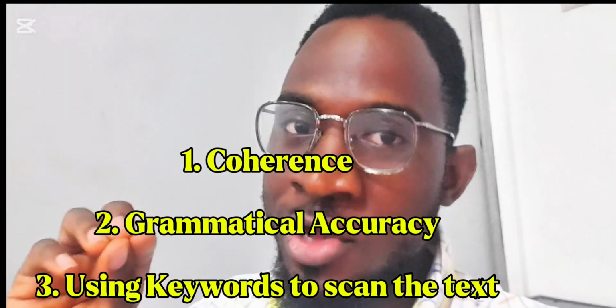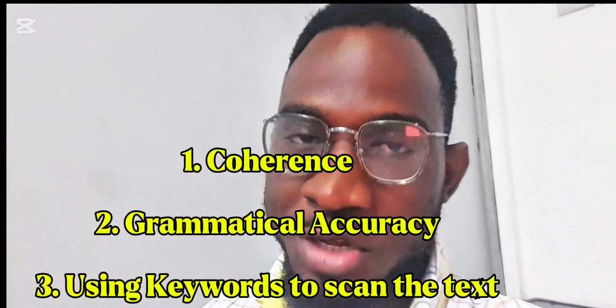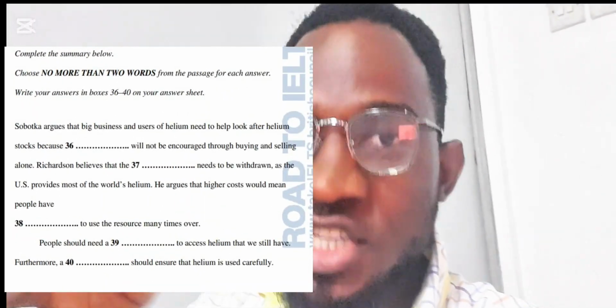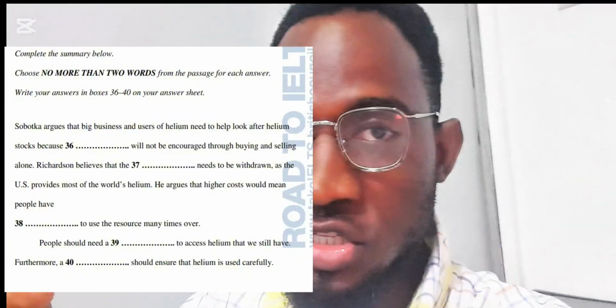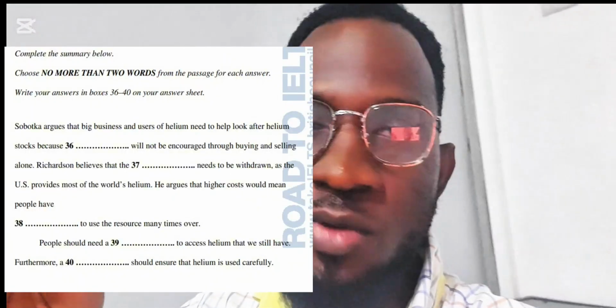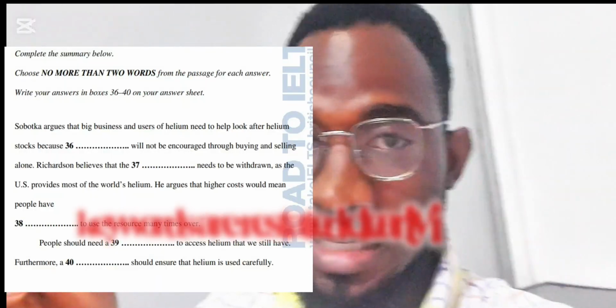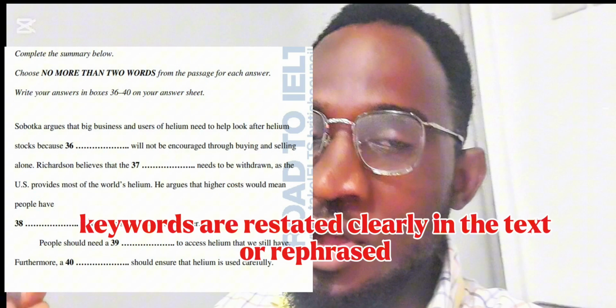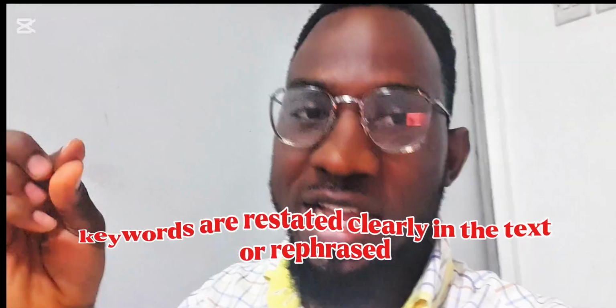But this time around, we do not have a box of suggested words. So what do we then do? We simply resort to using keywords from each of the sentences constituting the summary. Get those keywords and go into the text in search of where those keywords are either mentioned verbatim, the same way as you have them on the question, or where they are rephrased to get your answers. And you will see how that works in the practice question I'm going to walk you through right now.